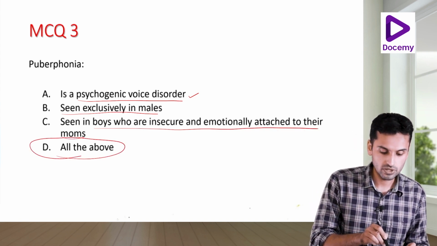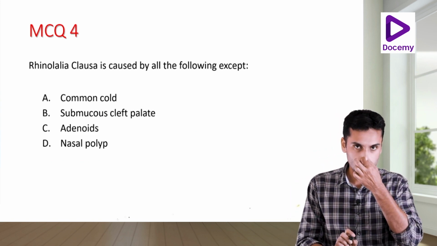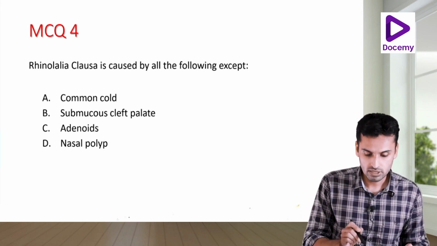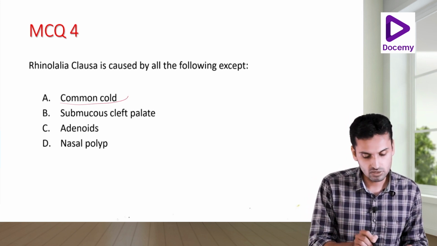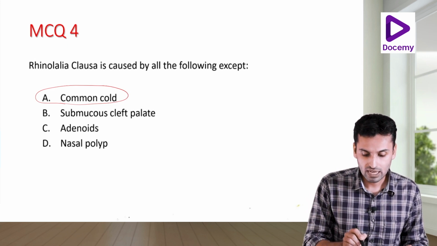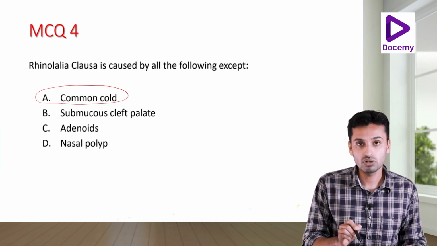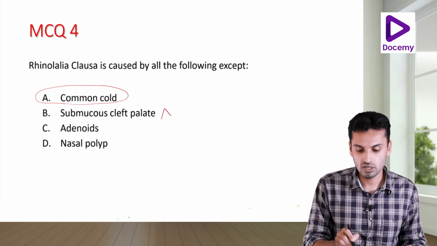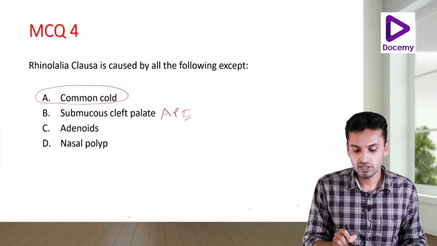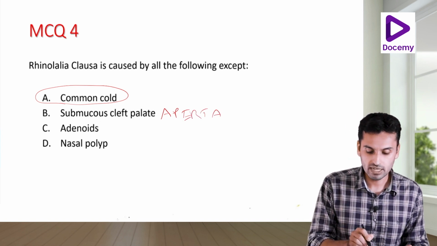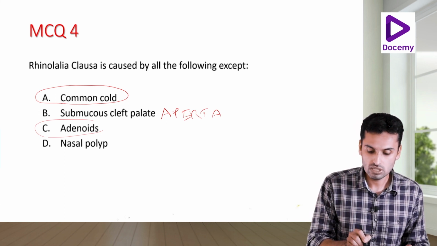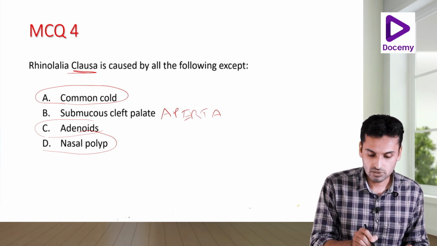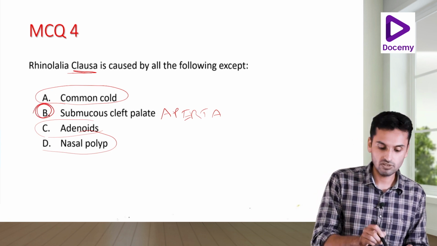Rhinolalia clausa, closed. My nose is closed, so what happens to my voice? This is rhinolalia clausa. So think of all the causes. Common cold, yes, causes nose block. Submucosal cleft palate: there's an opening between your mouth and nose, which is quite the opposite of clausa. So that is aperta. In cleft palate you get rhinolalia aperta. In adenoids, again it's closed. Nasal polyp, again it's closed. So rhinolalia clausa, or closed, is in all except, this is your answer, submucosal cleft palate, which is seen in aperta.